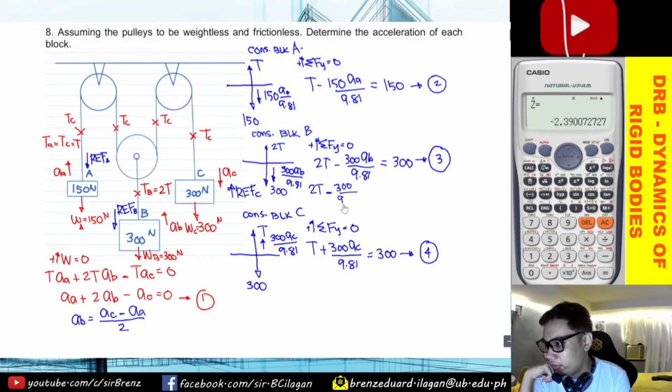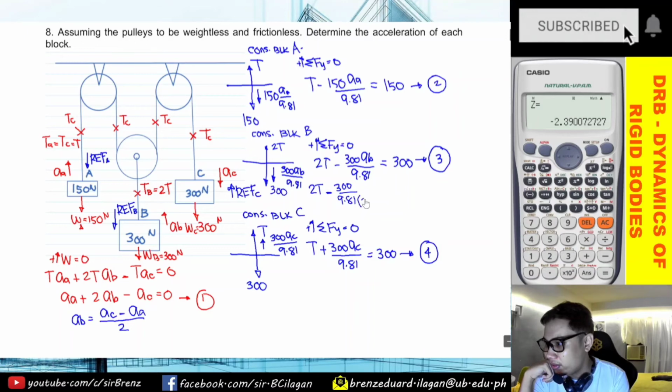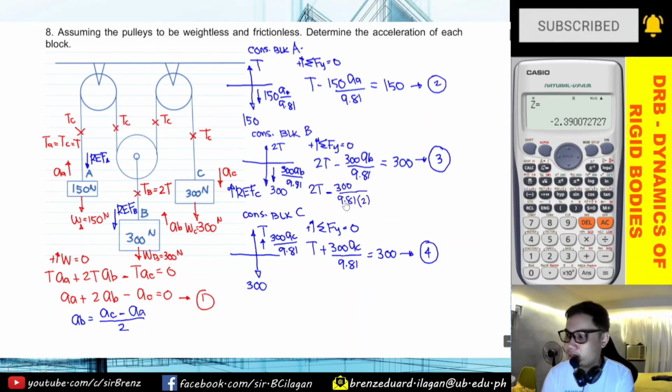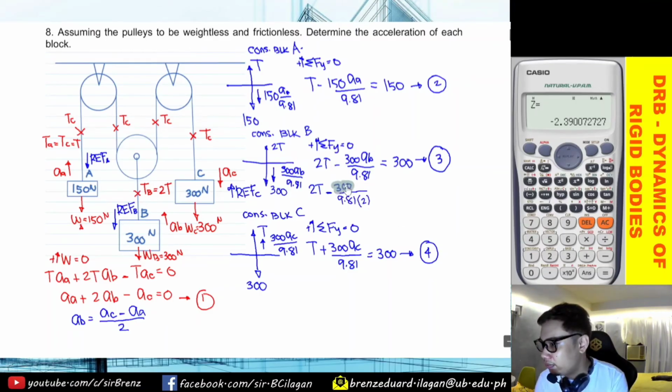300 over 9.81. Since common din yung 2, isama ko na dito yung 2 over 2. Ito actually, pwede kong gawing 150. So sige guys, 300 over 2. Gets nyo naman to, magiging 150 lang siya para ma-simplify na natin.